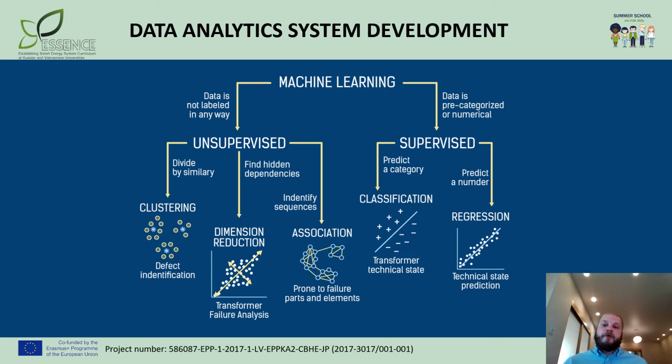Supervised learning approaches categorized into classification and regression. And actually, what stands for classification is classification as power transformer technical state. And regression is when you have the task of predicting the technical state of the power transformer in some time horizon, maybe in a month or in a year.